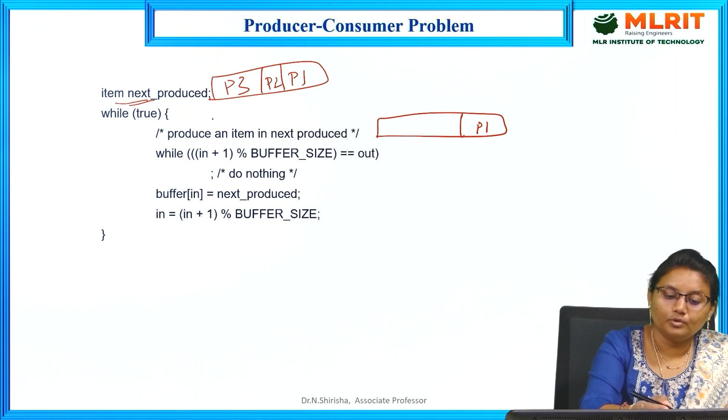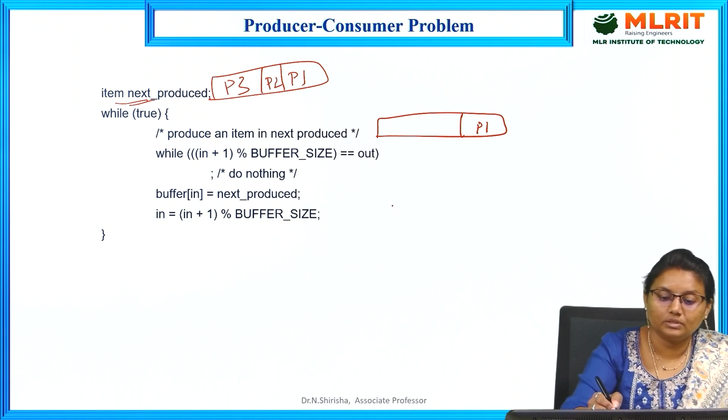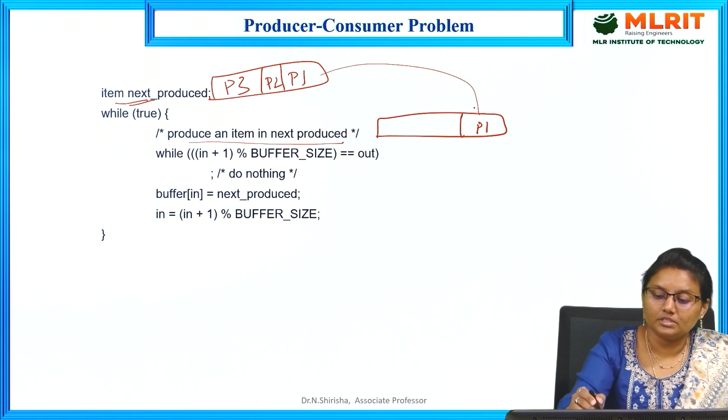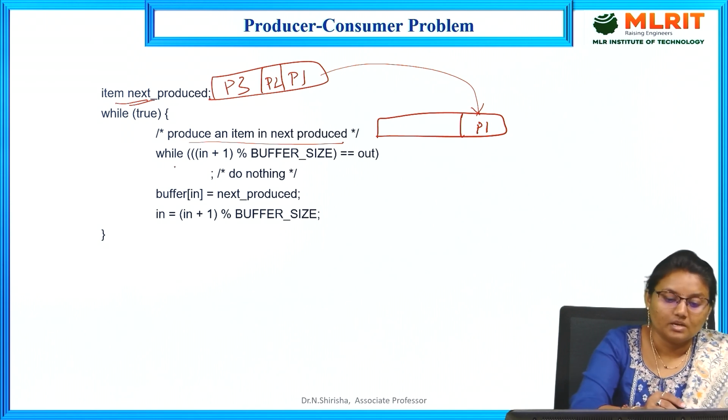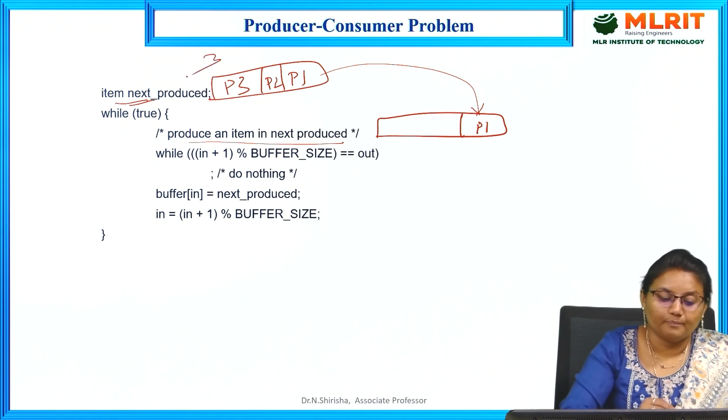So while true is true because you have some processes that are there to enter into the critical section or enter into the buffer. Now produce an item into the buffer. You are producing the first item P1. Then you have to check this condition. So what is my size? Say 3. So (in + 1) % buffer size equals out.